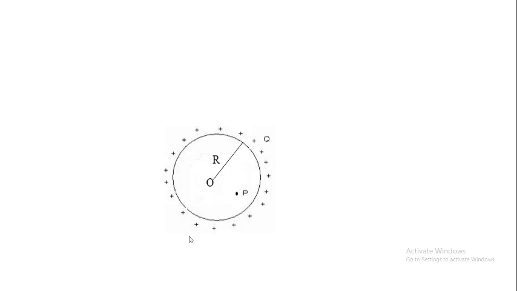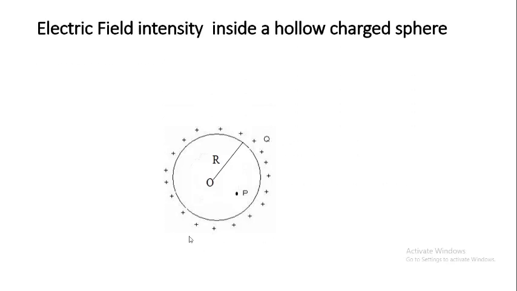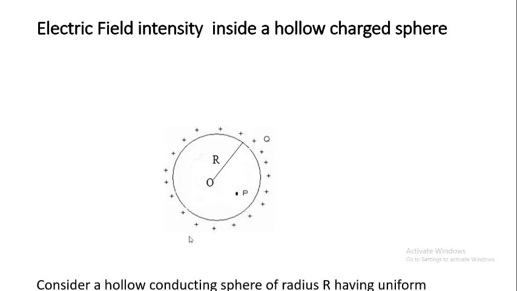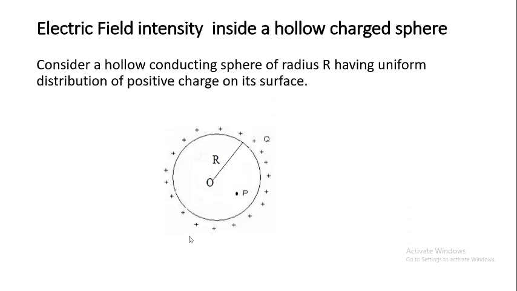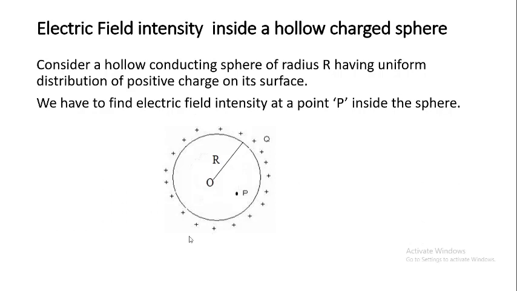Now, let's apply these conditions on the first case: electric field intensity inside a hollow charged sphere. We have to find electric field intensity inside a hollow sphere. Consider a hollow conducting sphere of radius r having uniform distribution of positive charge on its surface. We have to find electric field intensity at a point P inside the sphere as shown in the figure.